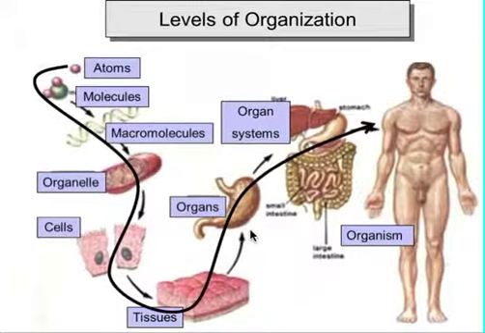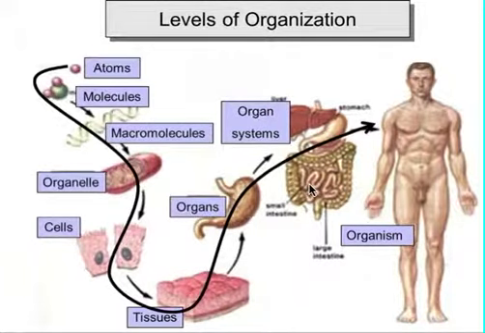Okay? Now, when we have multiple organs interacting with each other, for example, let's say we have the two kidneys, the bladder, and the ureter. These organs interacting with each other form the urinary system. So we went from tissues to organs, and then from organs to organ systems. So right now we're at the organ system level of organization.